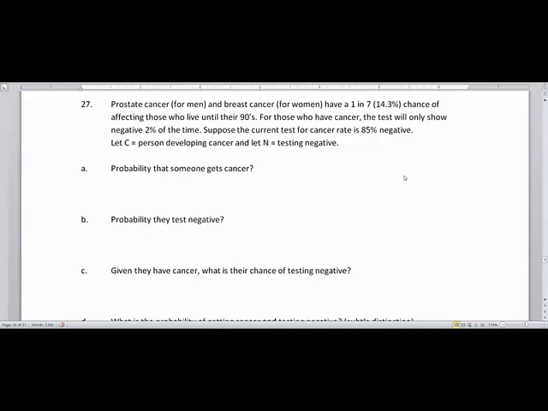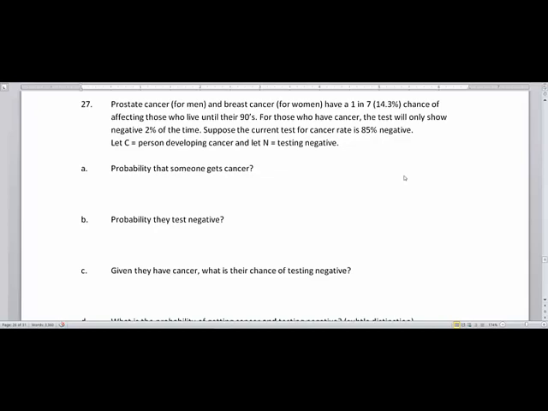So for this example, we are going to look at the idea of independence with some conditional probabilities in this story problem. Now, it's important that we are going to define the probabilities in parts A, B, and C, and then do some extra things with them in parts D through G. So, what is the probability that someone gets cancer?